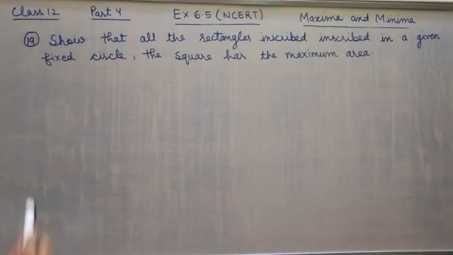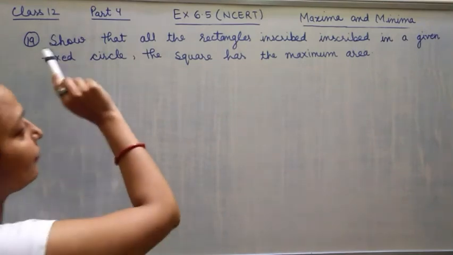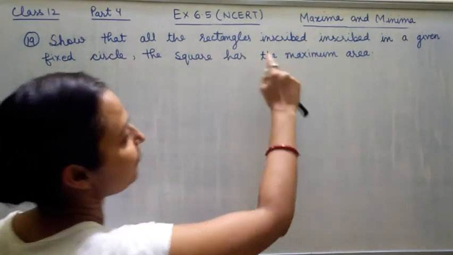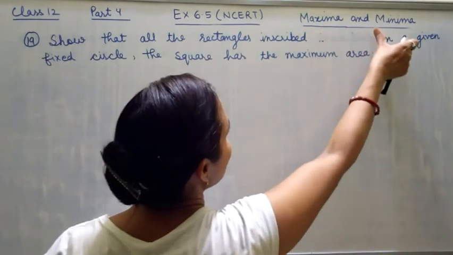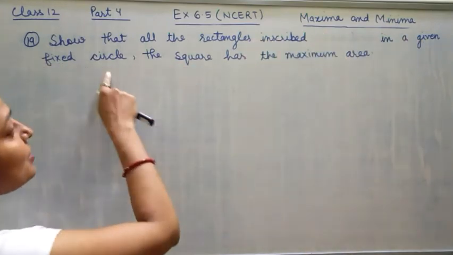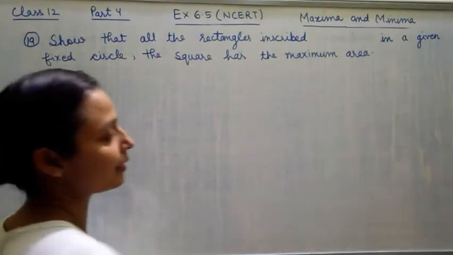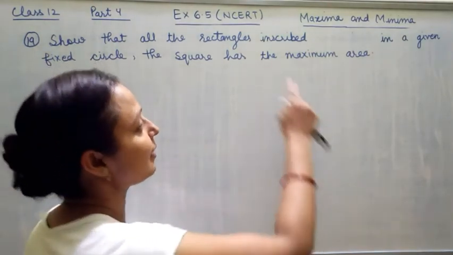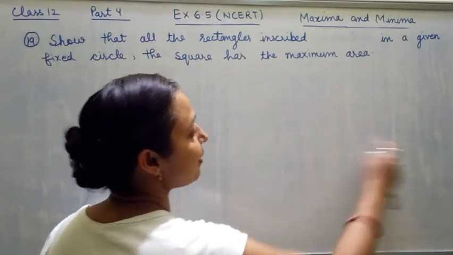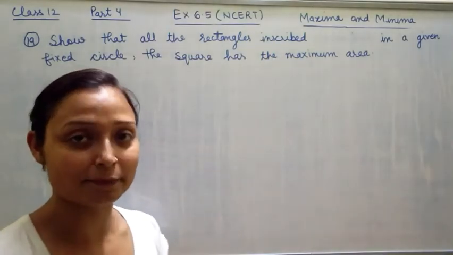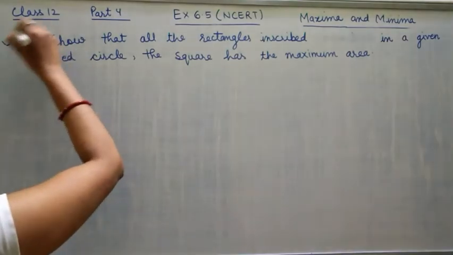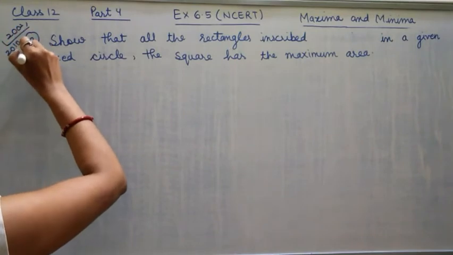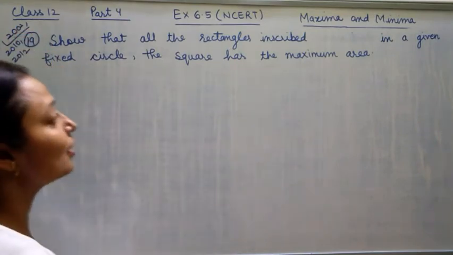Now I have taken the next question, question number 19, in which you have to show that of all the rectangles inscribed in a given fixed circle, the square has the maximum area. You have to show that if the rectangle is a figure inscribed in a circle, the square has the maximum area. This is a very important question. It came in 2002, 2010 and 2012 in the board exam. So this is a very important question.